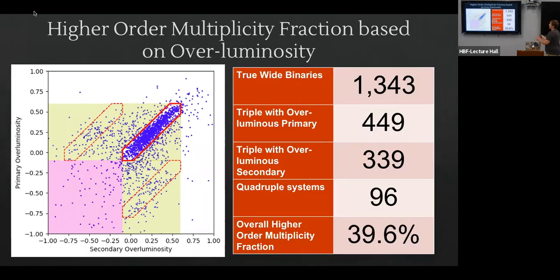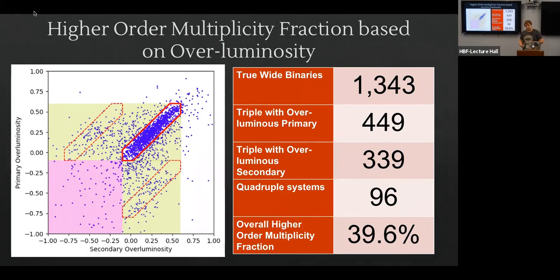And so if you calculate the numbers and everything, we started out with 2,227 wide binaries. And this is how the breakdown occurs. So you have 1,300 true wide binaries, where both of them are identified as single stars in this diagram. 450 with an overluminous primary, 340 with a secondary, roughly 100 quadruple systems. And if you total all of these up and divide it by the total number of pairs, the 2,000 number, you get an overall higher order multiplicity fraction of roughly 40%.